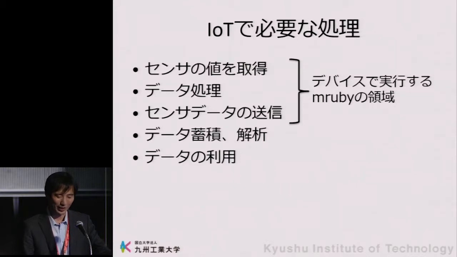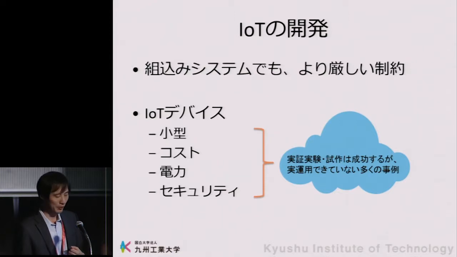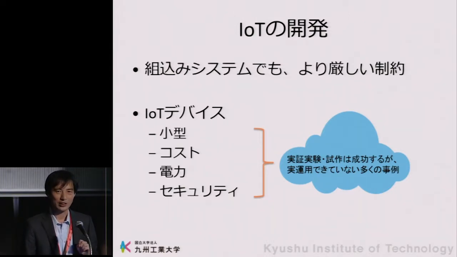So in IoT, data will be processed and transmitted to the cloud, which is out of scope for today's talk. I'm going to talk about the first part. When we try to do this, we will face the same questions that we had before. It has to be smaller and it has to cost less. The conditions will be even tougher compared to the previous ones.